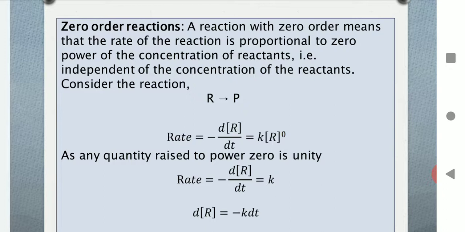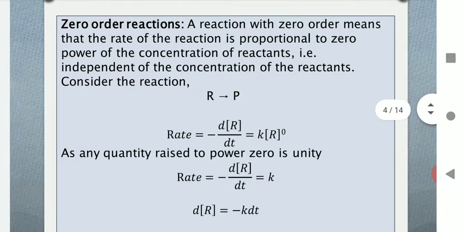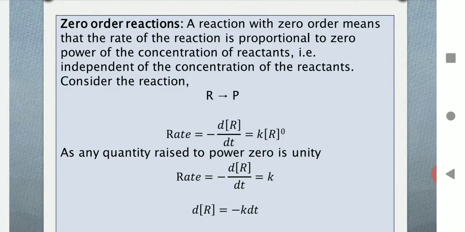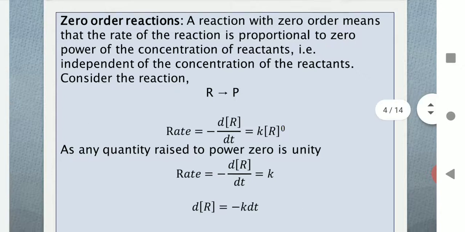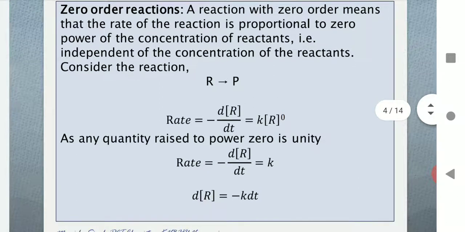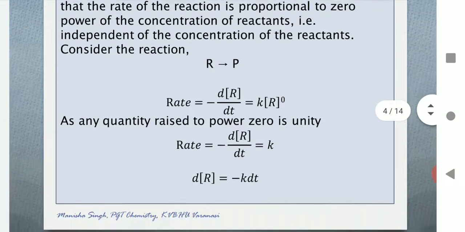Now where dR is the small change taking place in the concentration of the reactant, dt is the small change in time, K is the rate constant, and R is the concentration of the reactant. Now we know that anything raised to the power 0 is equal to 1. So in this expression we have raised the concentration of R to the power 0, so it will be equal to 1. So now the differential rate equation changes into rate equal to minus dR by dt equal to K. This can be rewritten as dR is equal to minus K into dt.